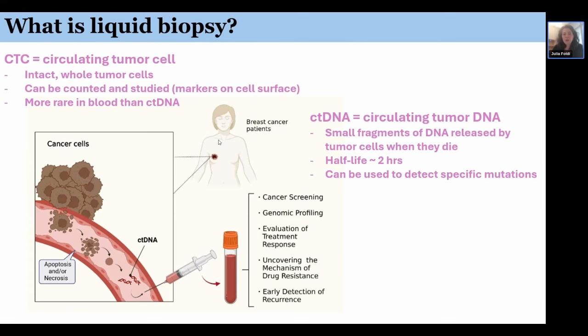They get absorbed and secreted by different mechanisms. And these pieces of tumor DNA can be used to detect specific mutations in the cancer. They can also be used to measure how much cancer is circulating in the blood.